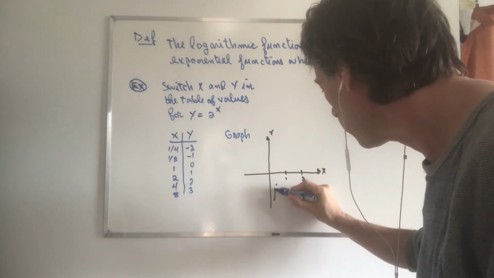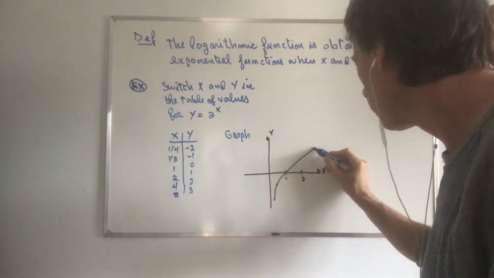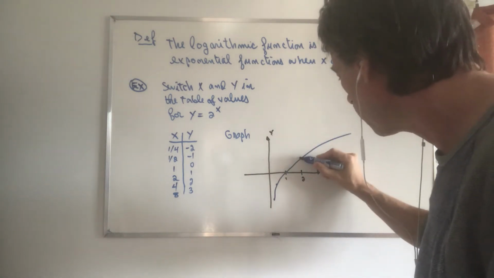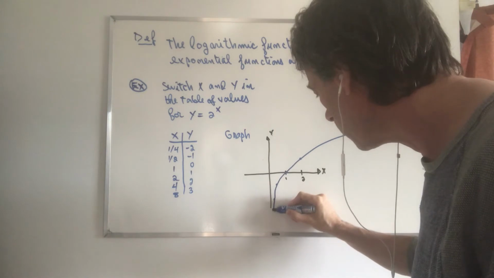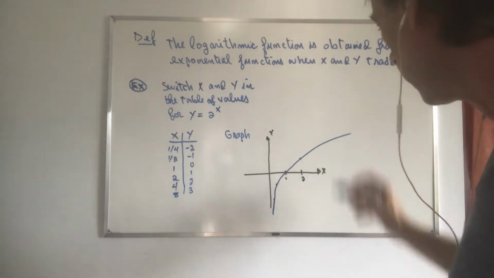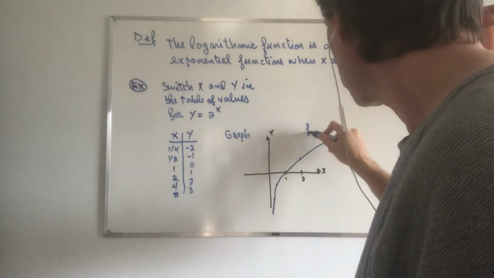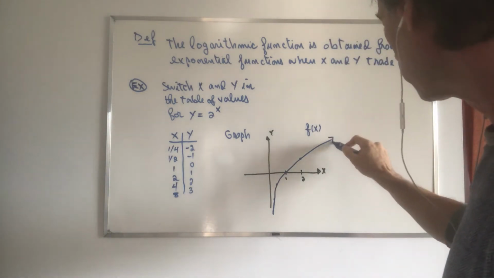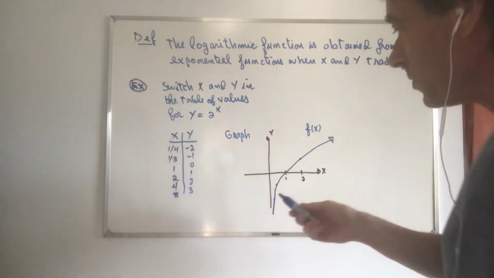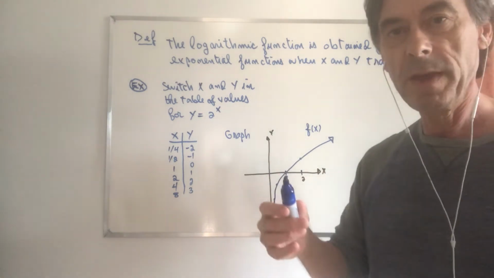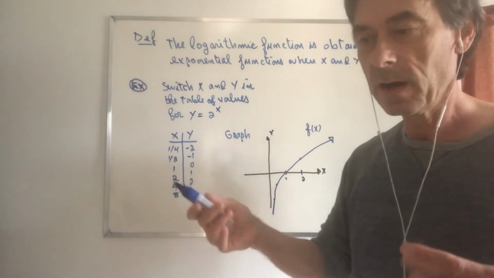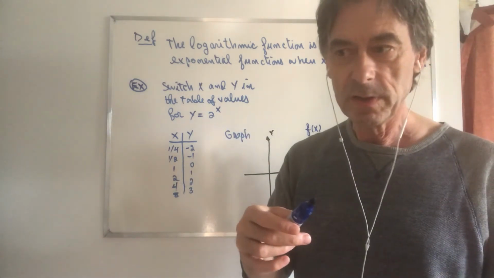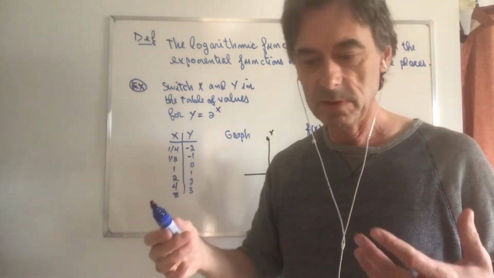we're going to get something like this. So 2, 4 would be here, and this would continue and continue and continue going down like that. Let's call that f of x. Yeah, so that goes on forever. And then basically you can see here that the domain of the exponential is going to be the range of the logarithmic.